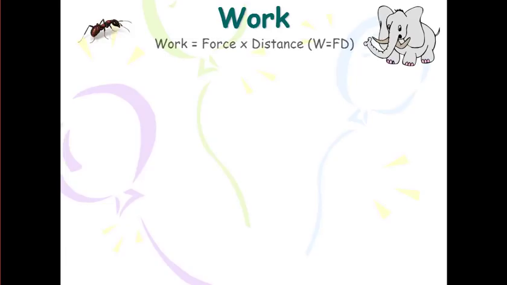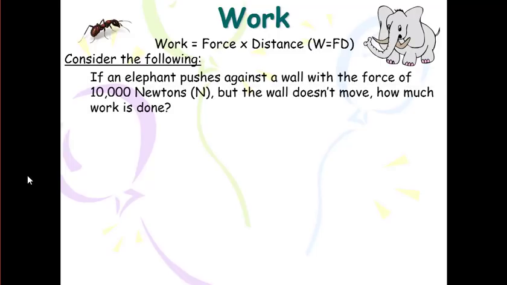So let's take a look at some examples. Here's the formula, all right? Now we're getting into math even. Work equals force times distance. That's why we say work involves two characteristics, force and distance. So consider the following problem. If an elephant pushes against a wall with the force of 10,000 newtons, a lot of force, but the wall doesn't move, how much work is done?